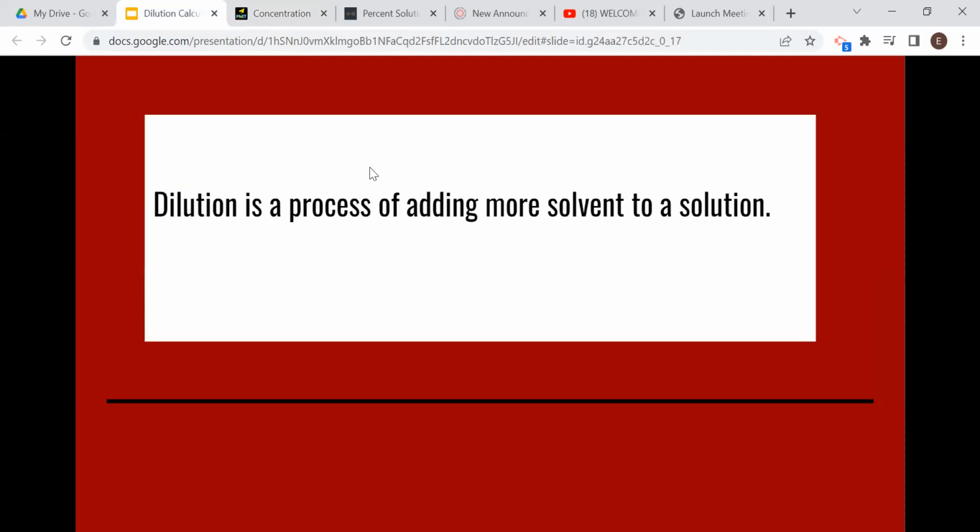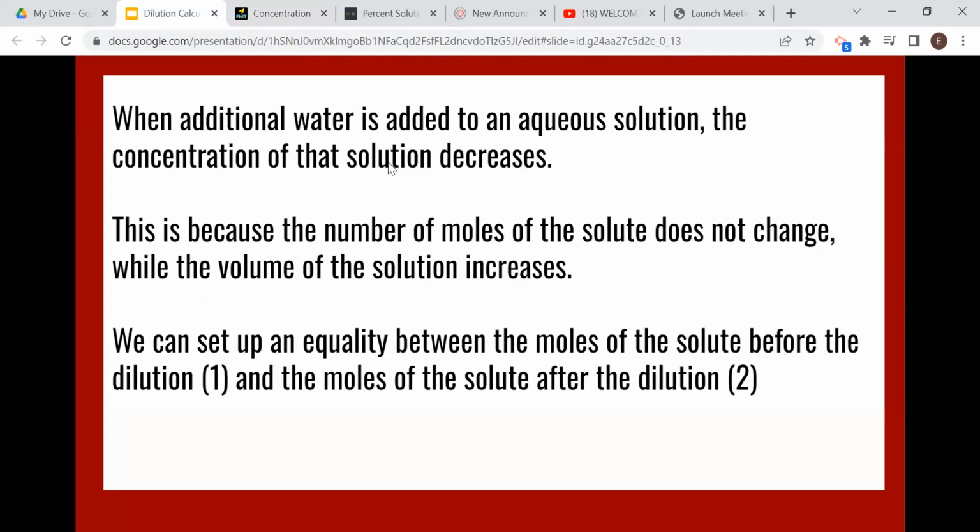So dilution is a process of adding more solvent to a solution. When additional water is added to an aqueous solution, the concentration of that solution decreases. This is because the number of moles of the solute does not change, while the volume of the solution increases. So with this, we can set up an equality between the moles of the solute before the dilution and the moles of the solute after the dilution.